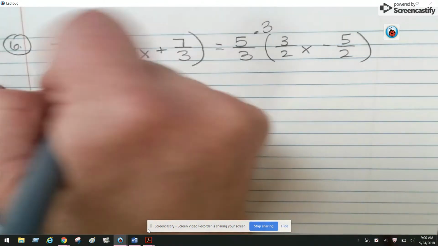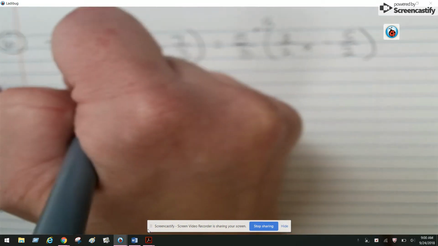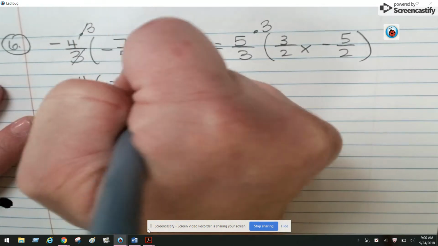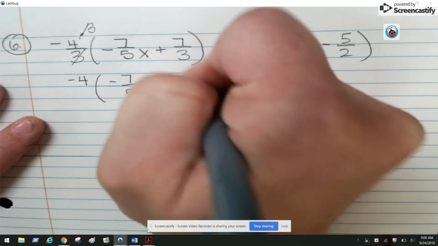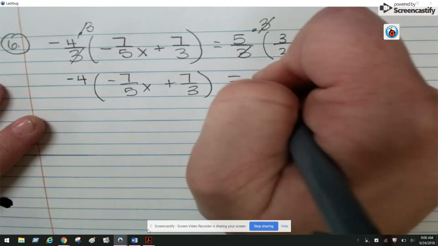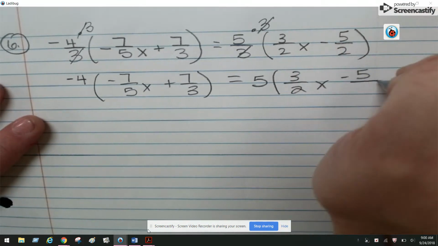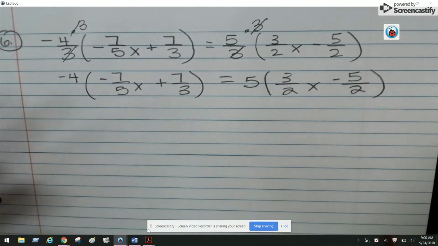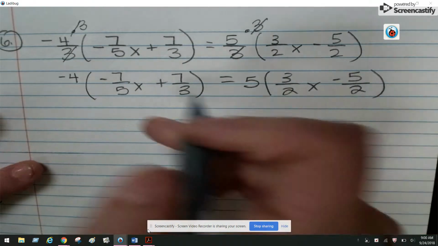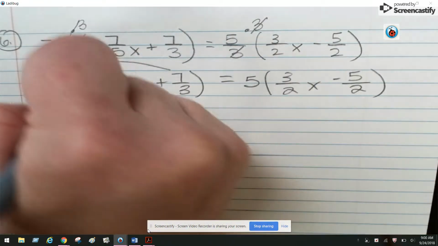Okay, so that will give me a -4. Everything inside the parentheses is staying exactly the same for now. So we'll leave it like it was. And here I'll have 5 on the outside. And now we'll distribute. Hopefully, if we distribute, we'll see if we still end up with fractions. So now I'm going to get a negative and a negative.